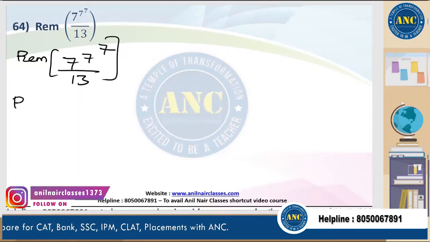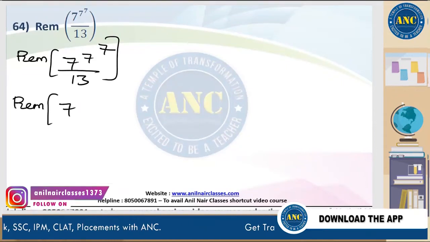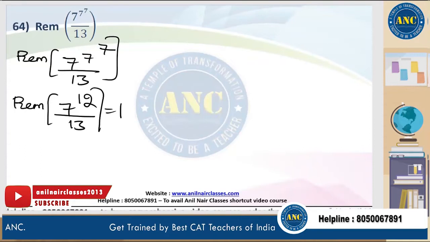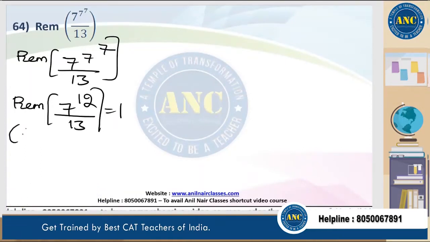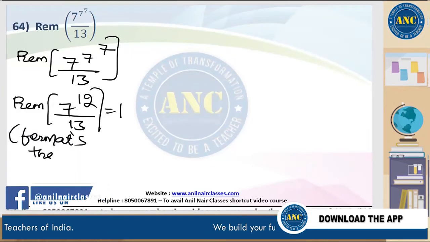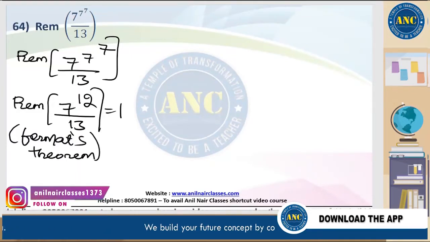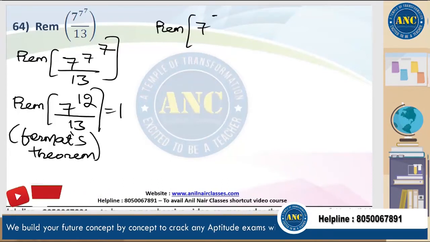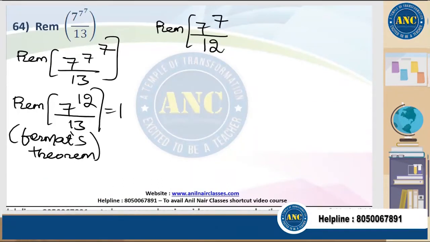So if it is 13, remainder of 7 power 12 divided by 13 is 1, according to Fermat's theorem. Now we will divide 7 power 7 by 12.